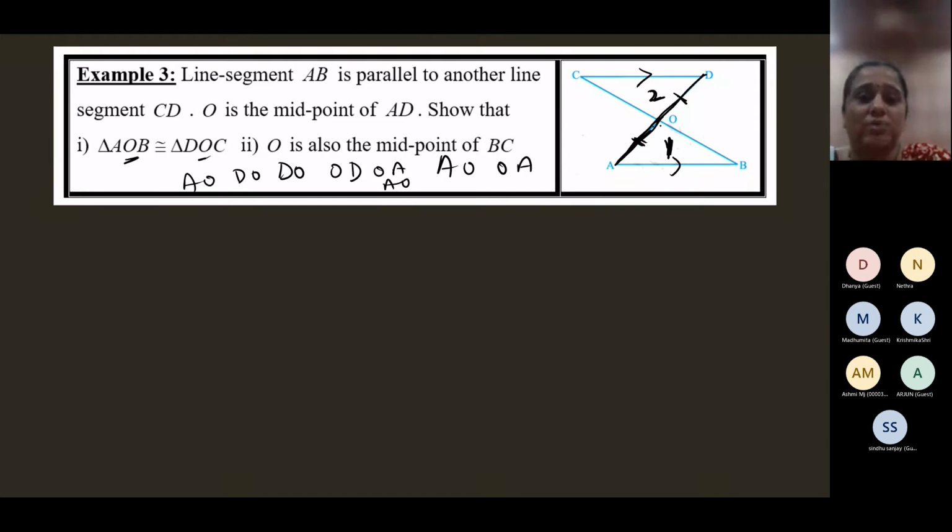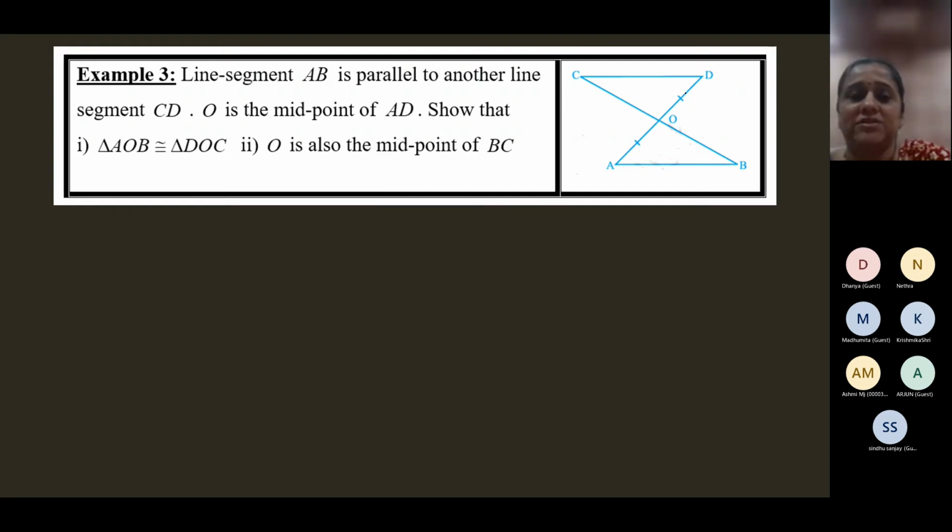Then vertically opposite angle. See here, this angle of the first triangle is equal to this angle of the second triangle. Vertically opposite angles are equal. Then this angle of the first triangle is equal to this angle of the second triangle because parallel line, transversal, parallel line. Alternate interior angles are equal. Listen to me. Let's write out all that is available. We need to write only 3, but we'll write whatever is there.